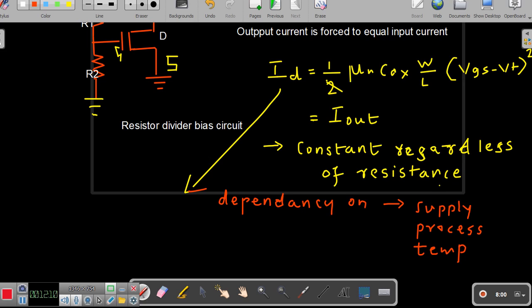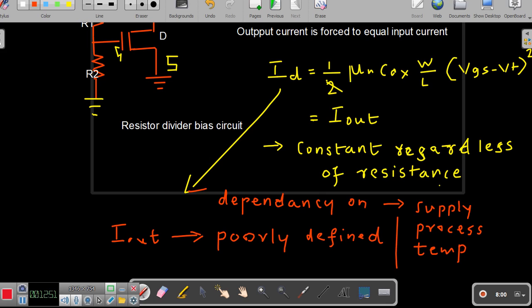So that means whenever there is an external variation of these things, right? Maybe the supply or the very process due to which these MOS devices are manufactured, or if there is any variation in the temperature, then your I out is not going to be properly defined, but it is called as poorly defined. I out is poorly defined. Please note down these things. I out is said to be poorly defined.